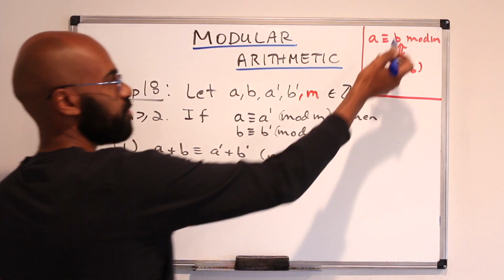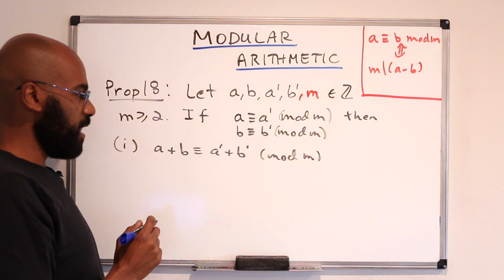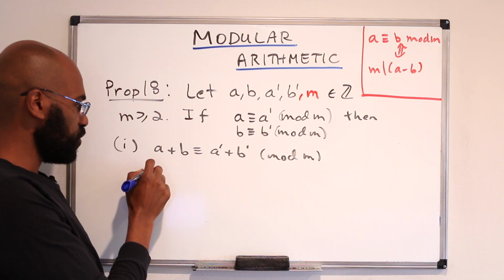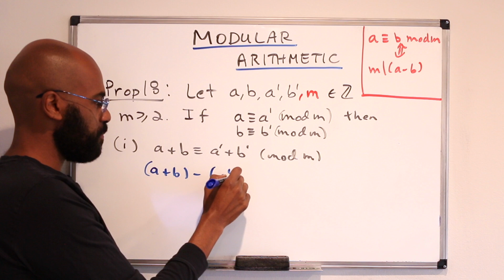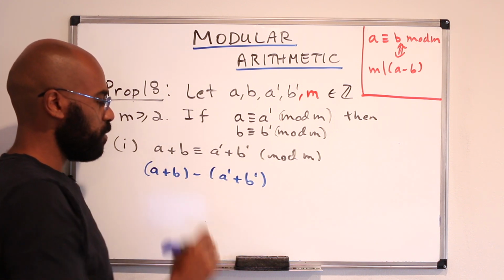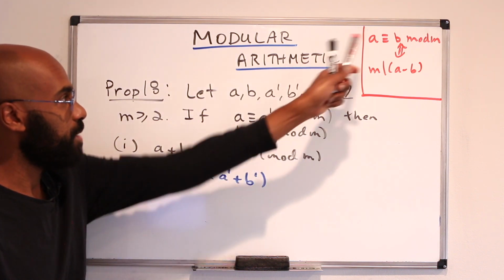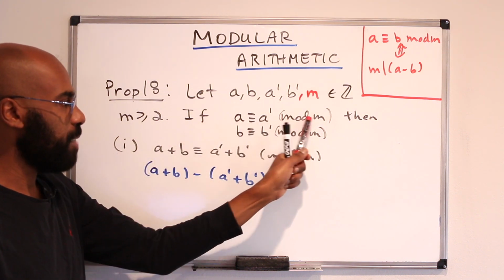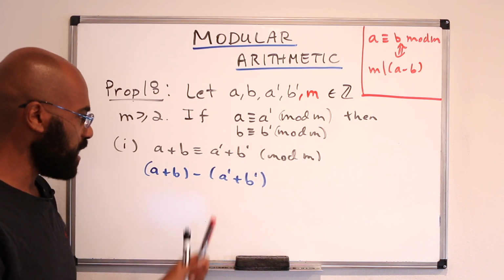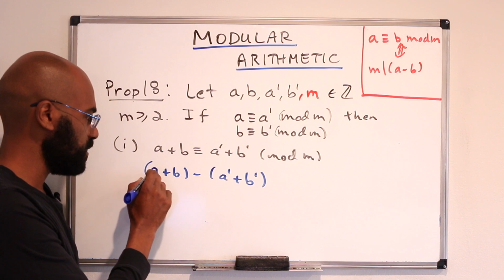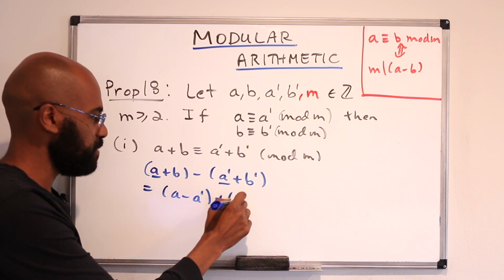Okay, so we'll use this characterization here saying that two numbers are congruent if their difference is a multiple of M. So let's look at the difference of these two. So A plus B minus A prime plus B prime is the thing we want to investigate and hope is a multiple of M. The only information we have is that by this, A minus A prime is a multiple of M, and so is B minus B prime. So it makes sense to bring those two together. So if we rearrange this, this is the same as A minus A prime, and then plus B minus B prime.